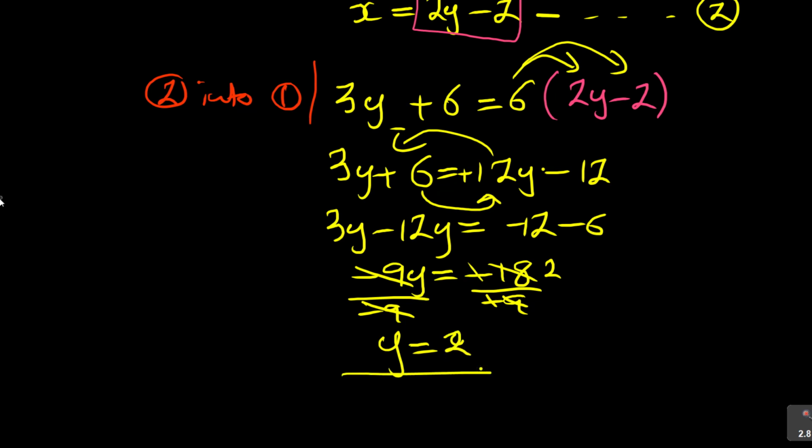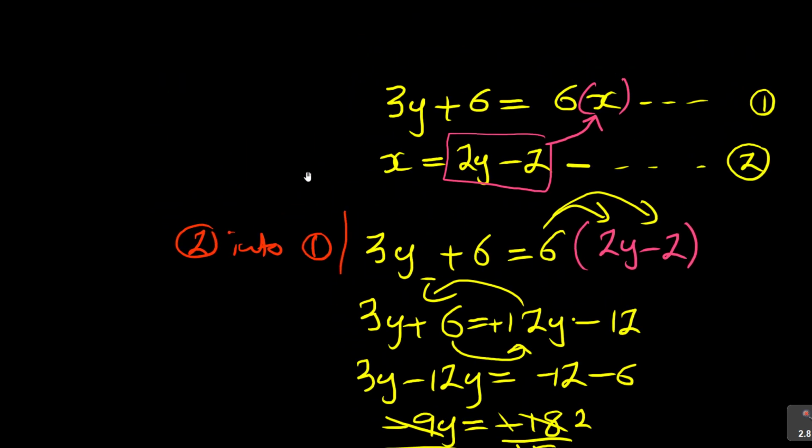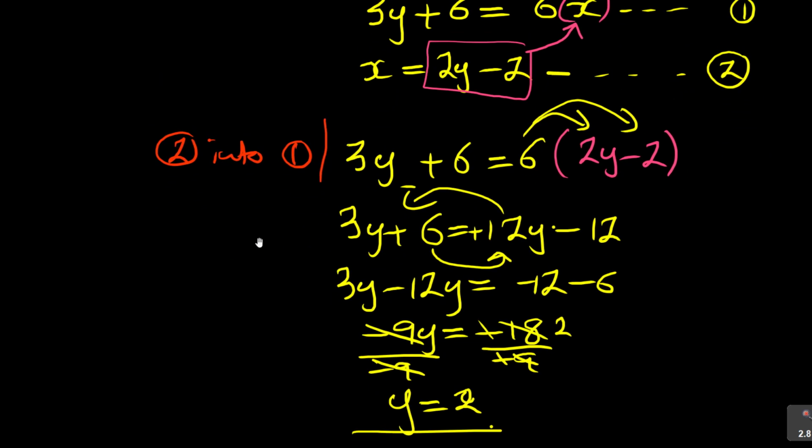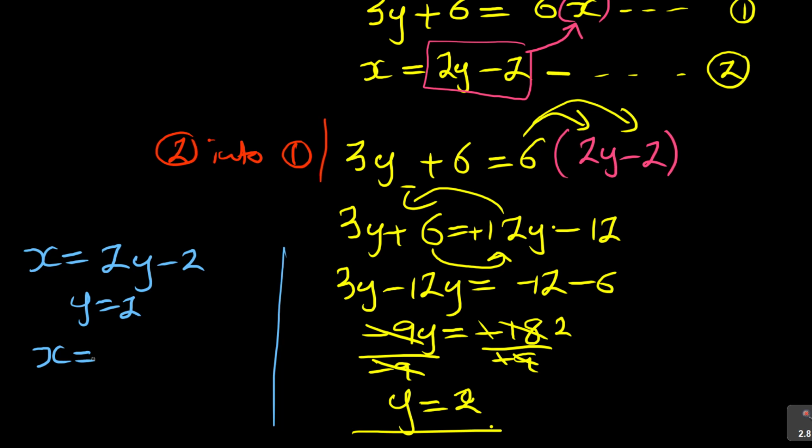But now I come back to equation 2. That's my x. Remember, what is my x? My x is equal to 2y minus 2. But I know that my y is equal to 2. So x is equal to, where there is y, now I put 2 times 2 minus 2. So x, not y.